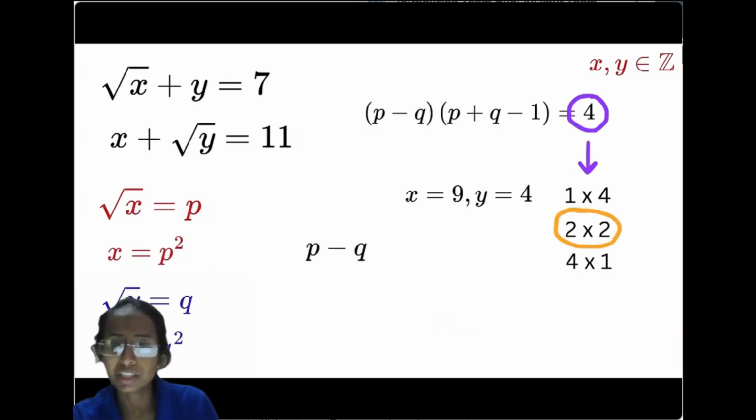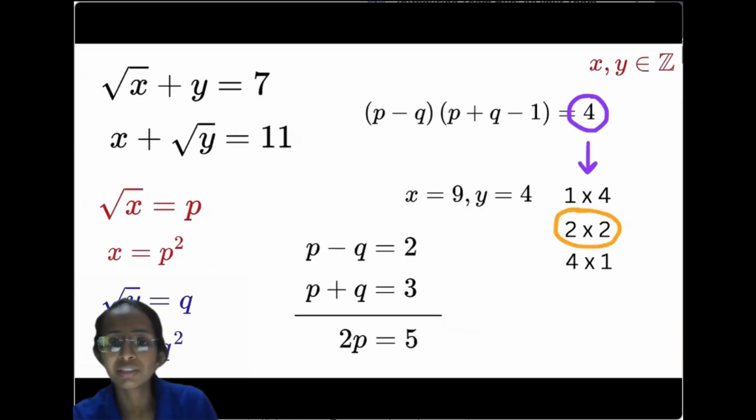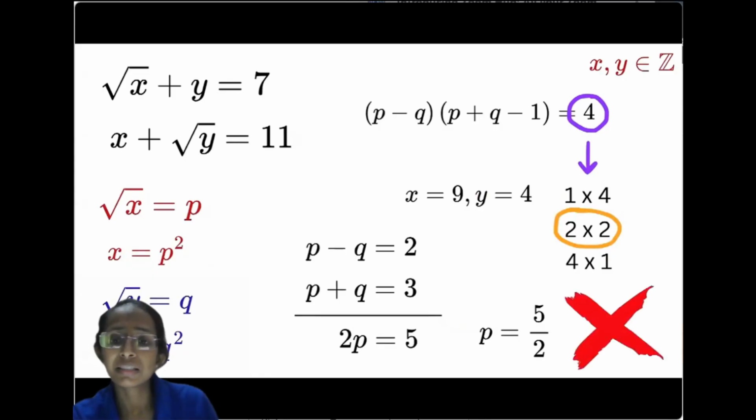This is one solution. Now we are taking 2 × 2. So p − q = 2 and p + q − 1 is again 2. So p + q = 3. Adding the two equations, we get the value of p in fraction. That means x is also a fraction, which is not possible.